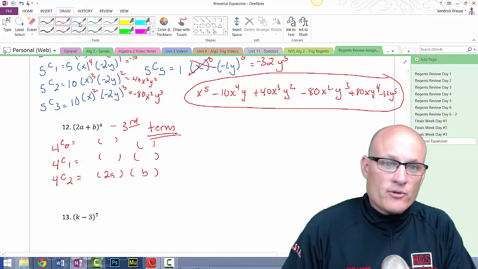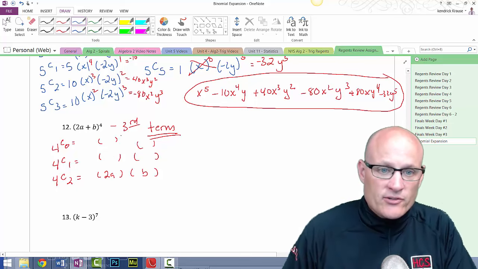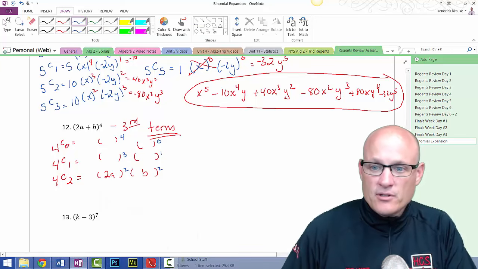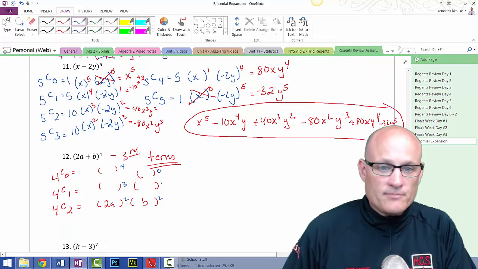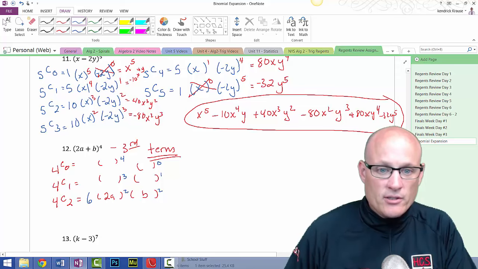Now I put the parentheses there just to give me the exponent. So let's say this is going to be 4, 3, and 2, and 0, 1, and 2. So I need to figure out what 4C2 is. Oh, I already did that. If I remember correctly, it's 6, right? So it's 6. So I go through and I type in all this. 6 times 2 squared, and then that's it for numbers. So that 2 squared is 4, so it's 24 a squared b squared.